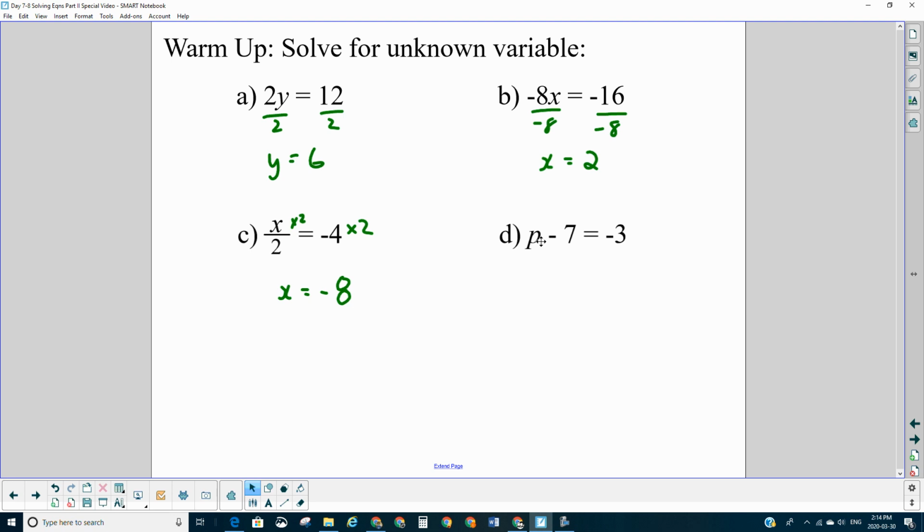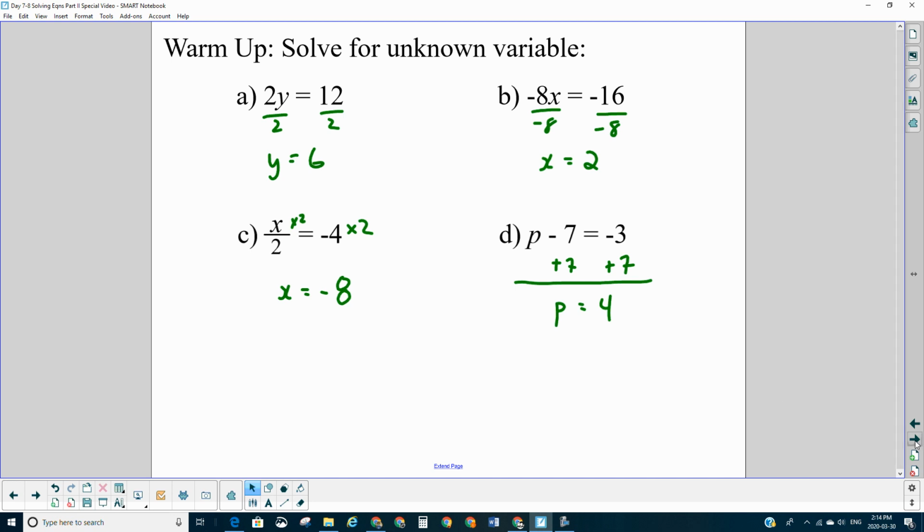And finally, p minus 7 means what number do I subtract 7 to get negative 3? So of course we do the opposite operation. We have to add 7 to both sides, which leaves us with negative 3 plus 7. Remember, if negative 3 is kind of cold, adding 7 gets us warmer. We're at positive 4, and p equals 4. So that should be a bit of a warm-up from our last class.